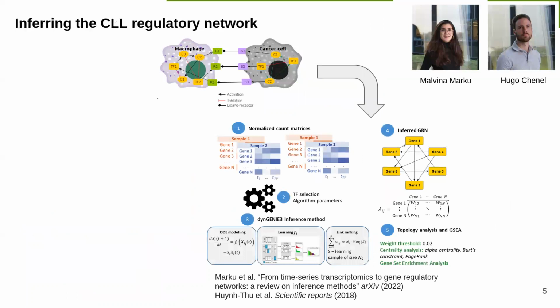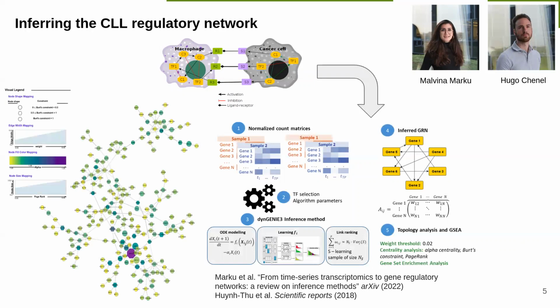So the first step is to infer the regulatory network from the CLL data. For that, after some pre-processing steps, we use GENIE3, an algorithm based on random forest, to infer the gene regulatory networks. And following that, we performed some analysis like topology, gene set enrichment, and some centrality measures. And at the end, we obtain three different networks like this one for the three different cultures.